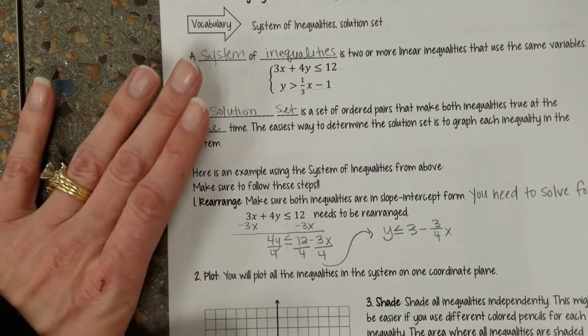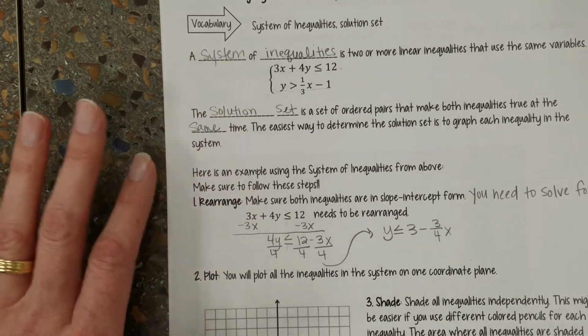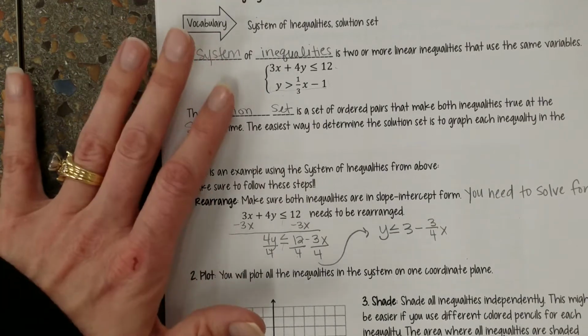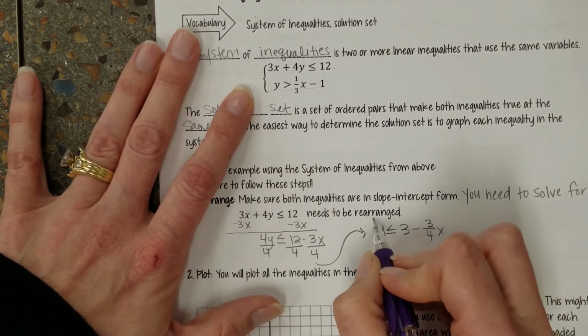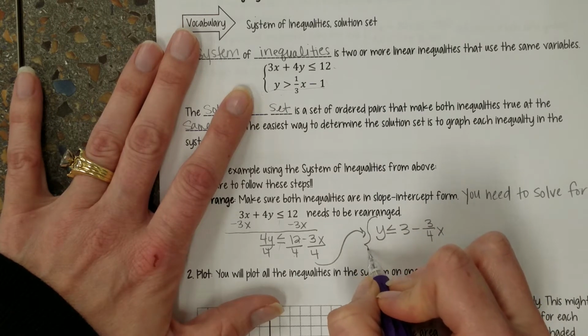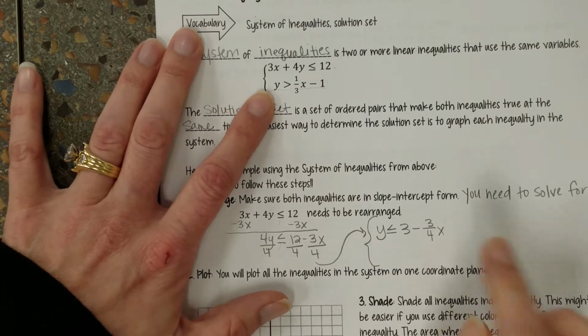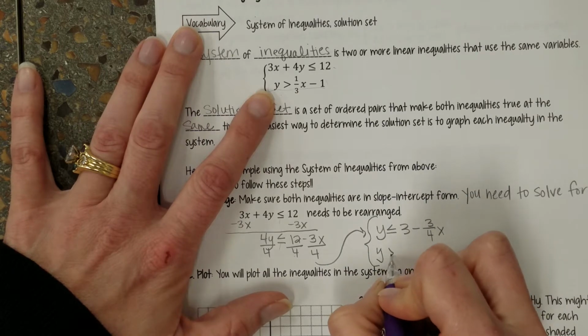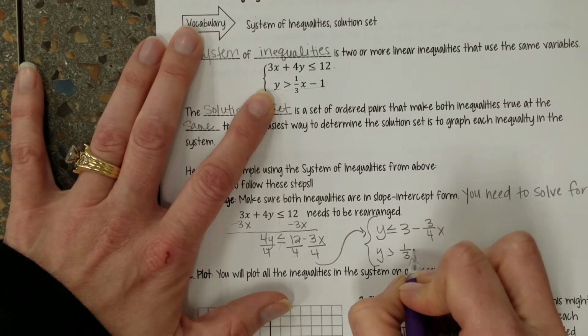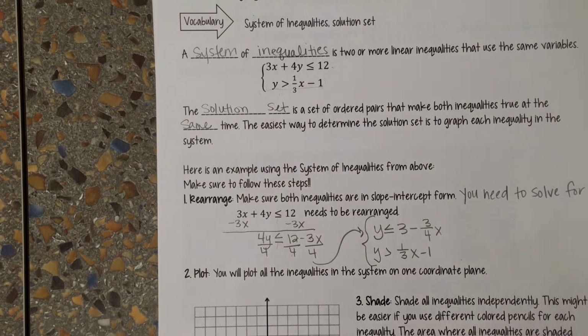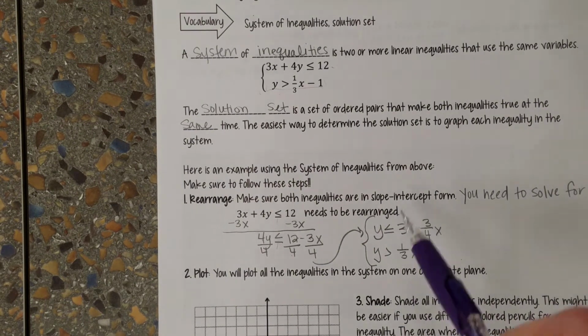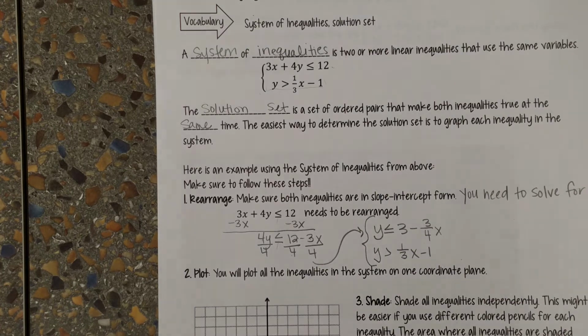So now I have both of my inequalities in slope-intercept form, or solved for y. I'm just going to rewrite it over here so that I have it. So here's the one I just did, and then this one was y is greater than 1/3 x minus 1. Okay, so we've rewritten them. They're both in what we call our system form, where we wrote it with the brackets.